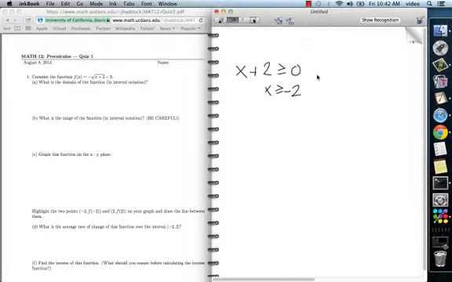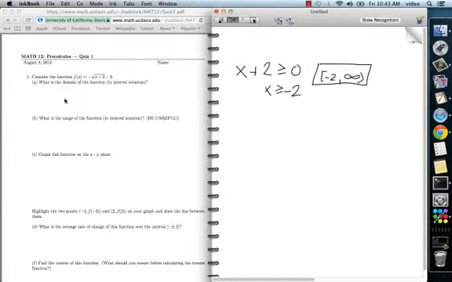Now in interval notation, this is negative 2, all of those numbers that are bigger all the way up towards infinity. Okay? So the domain of the function in interval notation is negative 2 to infinity.